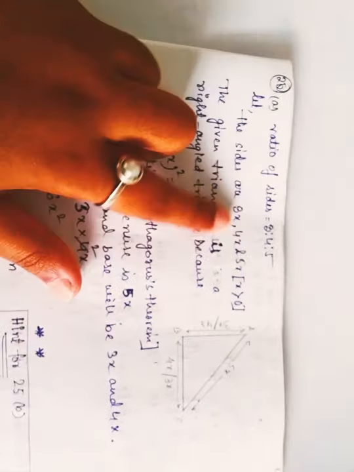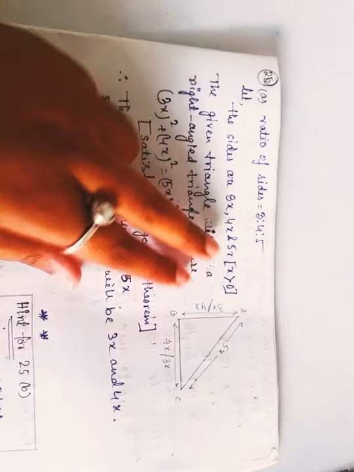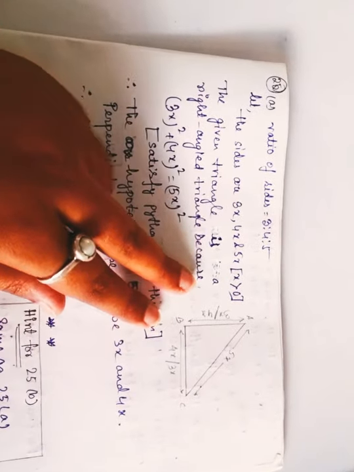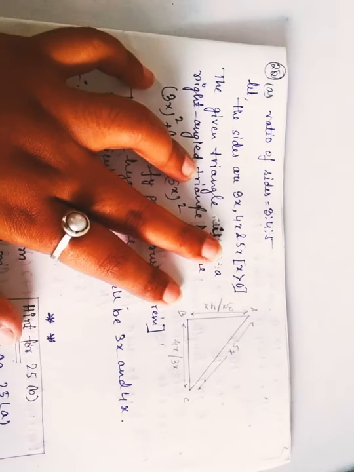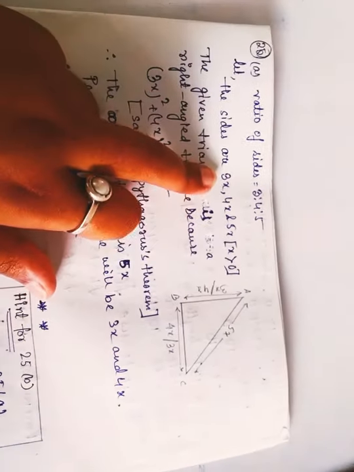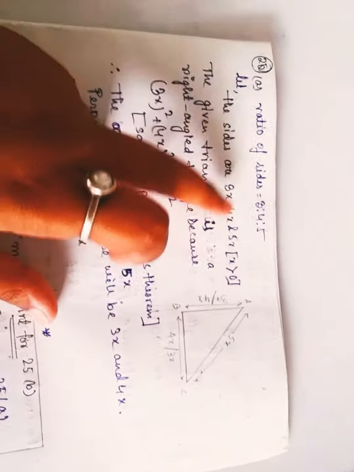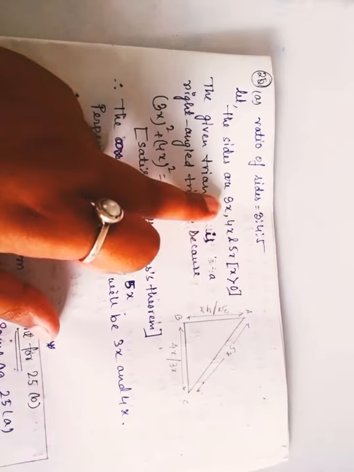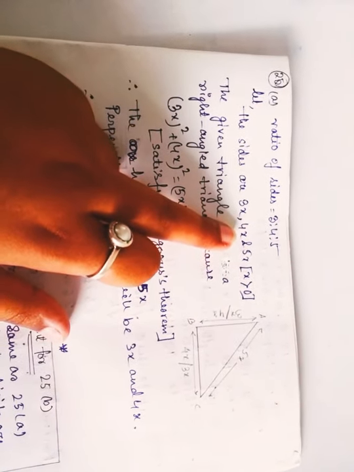Since the ratio is given, we assume the sides are 3x, 4x and 5x. x should be greater than 0, because if x is 0, then all the sides are 0. If x is less than 0, then the values give us negative values, and the length of a side cannot be negative.